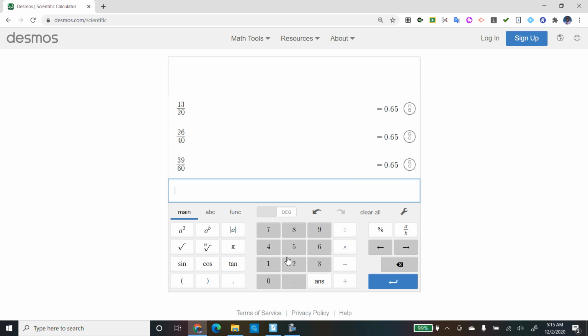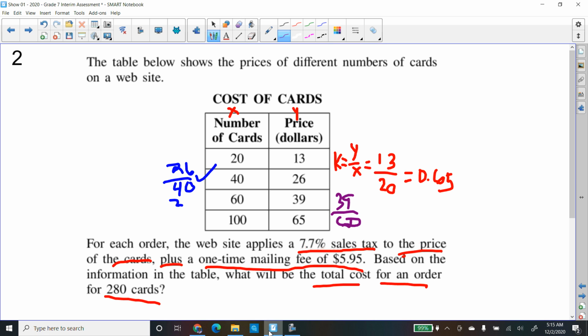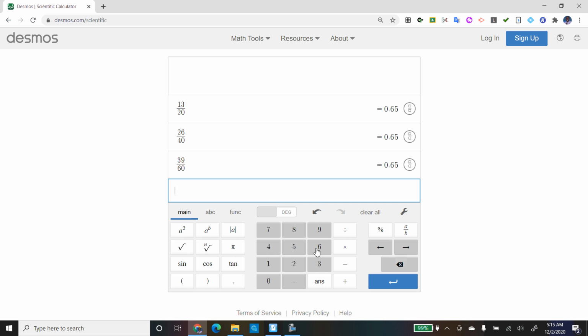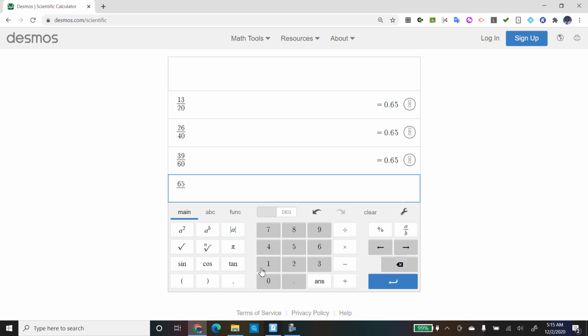And the last one was, I believe, 65 over 100. So this one checked out. I believe, yes, that is also correct, because if you divide by 100, that's just moving the decimal point two places to the left. So let's check that. 65 divided by 100, and that comes up to 65 cents.